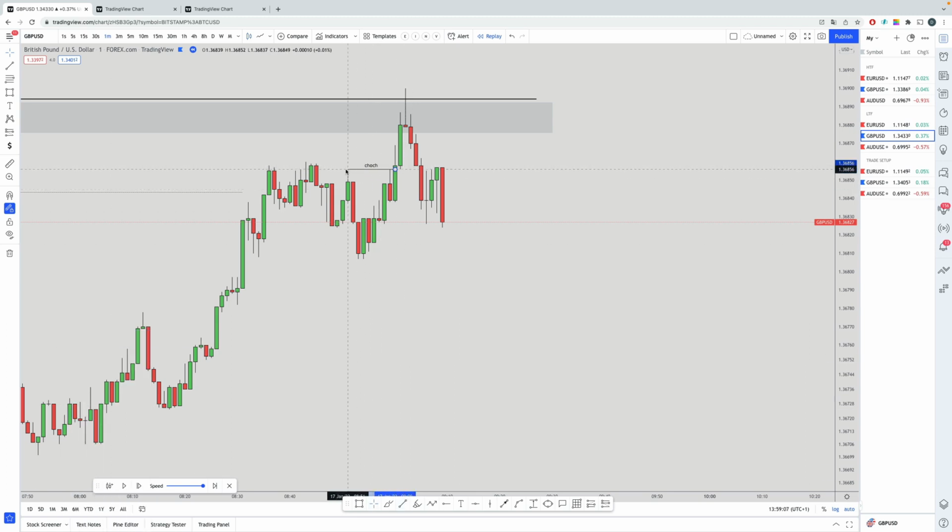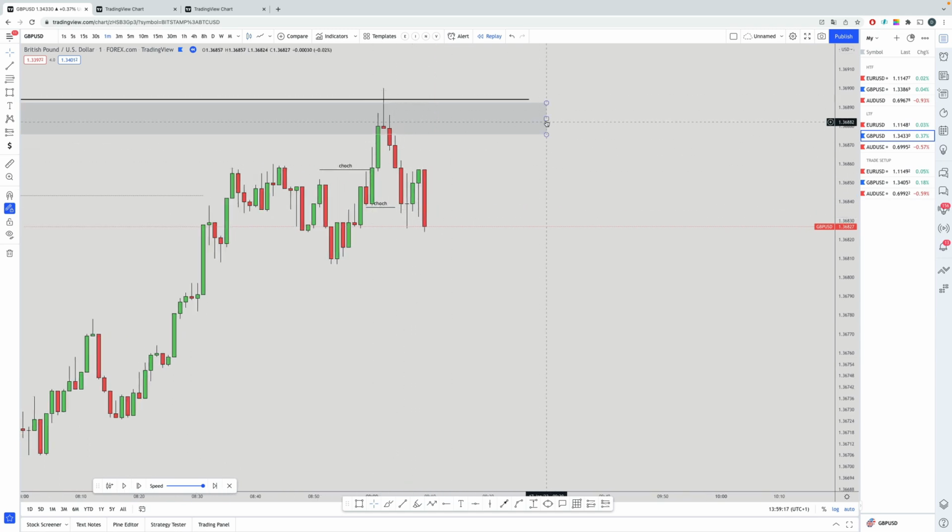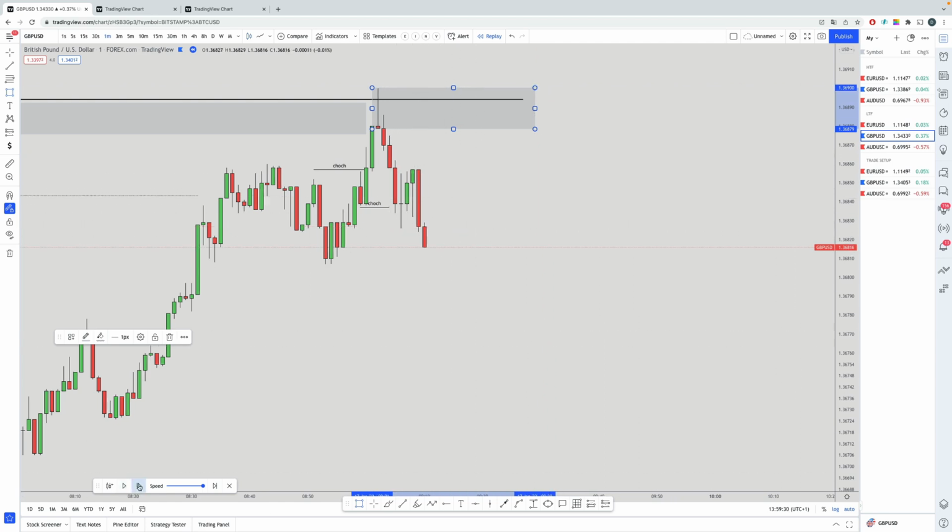In this case, this is an even more powerful one. Why? Because it took out these ones as well. So it's a powerful charge. And here on the downside, now it's valid for me. This is the new supply here. And we're waiting for price to come back to it so that we can take our nice entry.